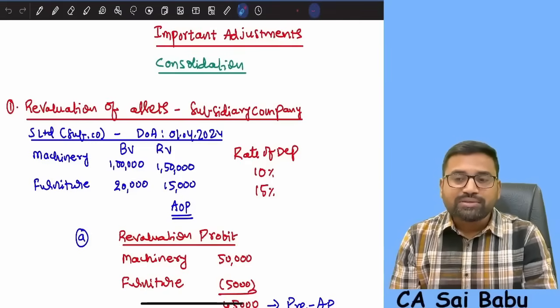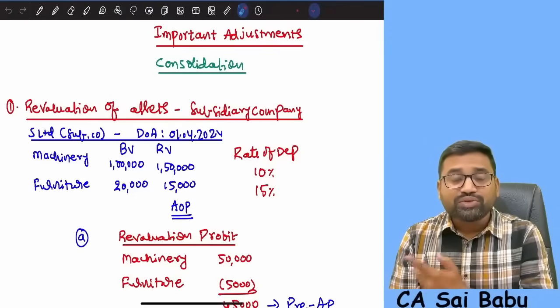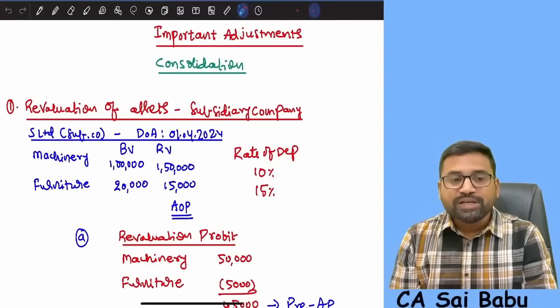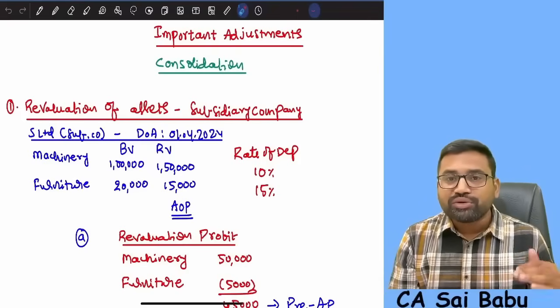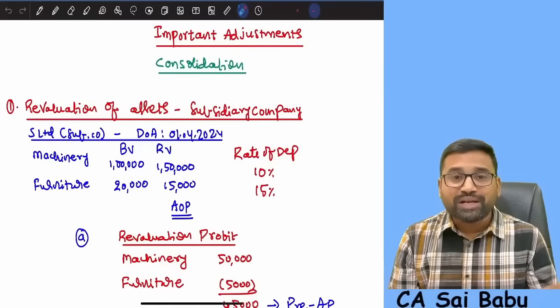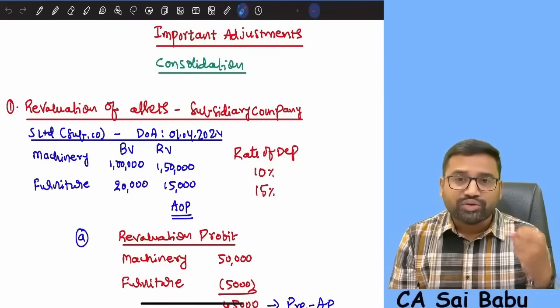Second impact is because of the revaluation, either the asset's value may increase or decrease. Because of the increase, additional depreciation may come. So it is going to impact the post-acquisition profits of the subsidiary company. That we need to consider. Similarly, when there is a decrease in the value of the asset, whatever excess depreciation you provided, you need to return back. Because of that, the subsidiary company's post-acquisition profits might get affected. That also we need to consider.